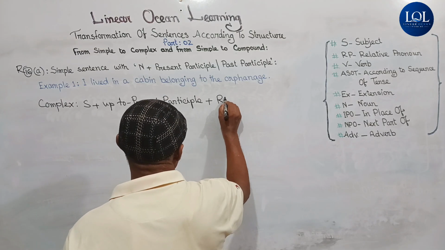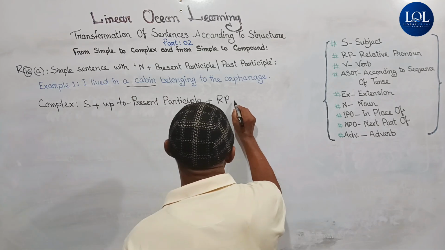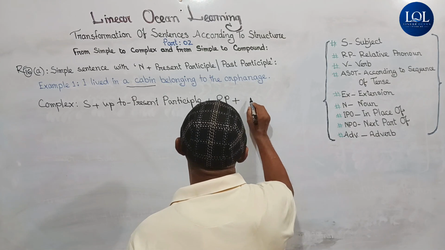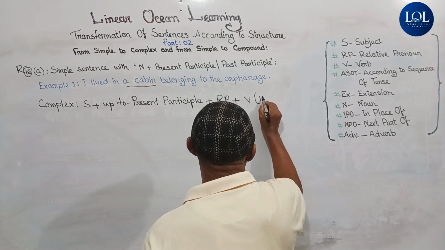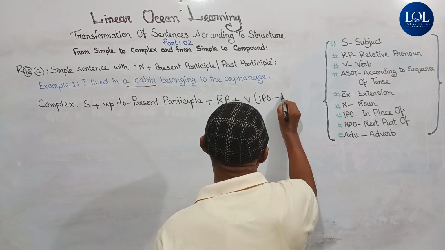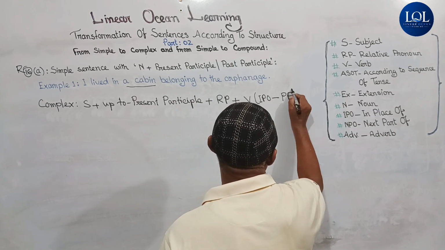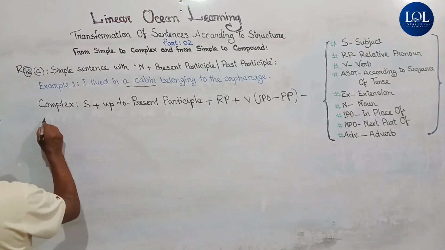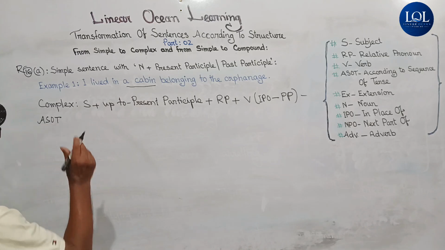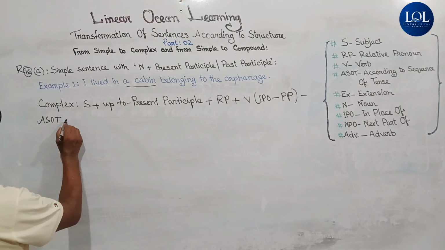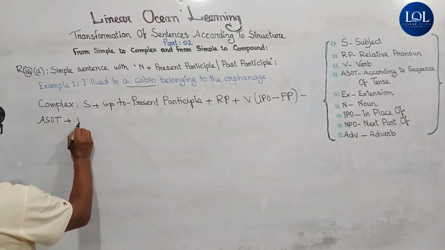Then relative pronoun, RP, following the noun, a cabin, plus V, that is verb, IPO, PP, let it be present participle, this present participle PP, according to sequence of tense, ASOT, according to sequence of tense of the sentence, plus extension.